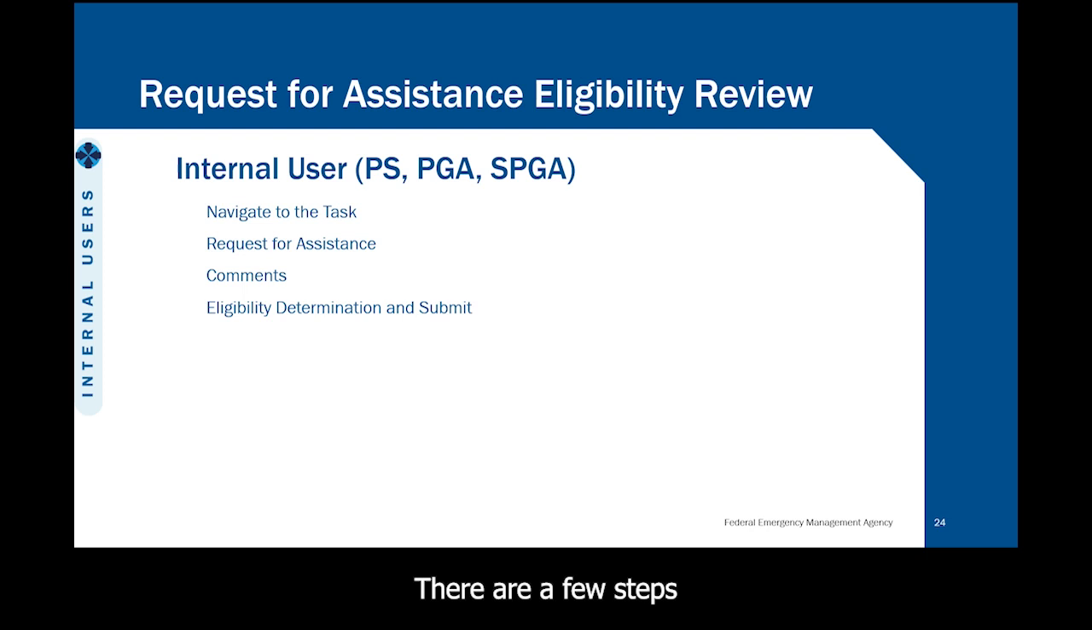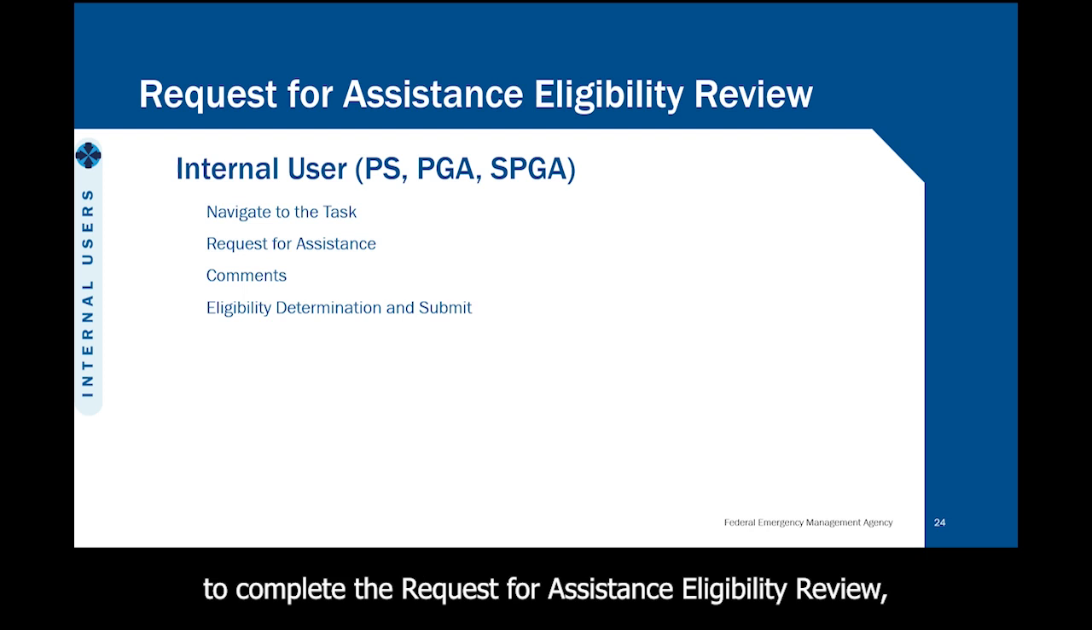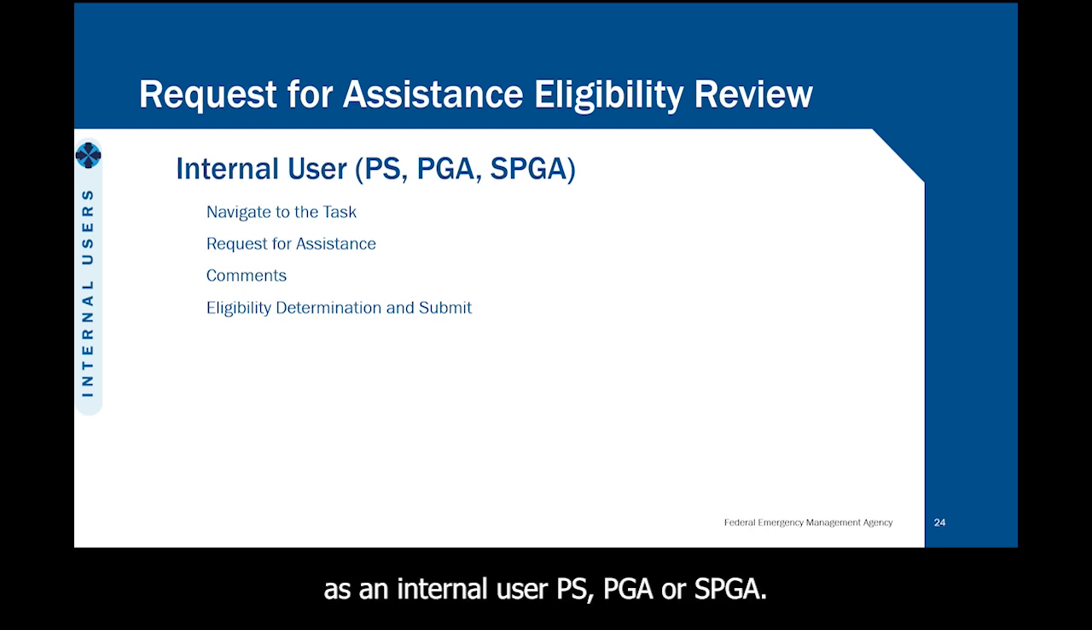There are a few steps to complete the Request for Assistance Eligibility Review as an internal user, PS, PGA, or SPGA. We will walk through how to navigate to the task and how to complete the following sections: Request for Assistance, Comments, Eligibility Determination, and Submit.